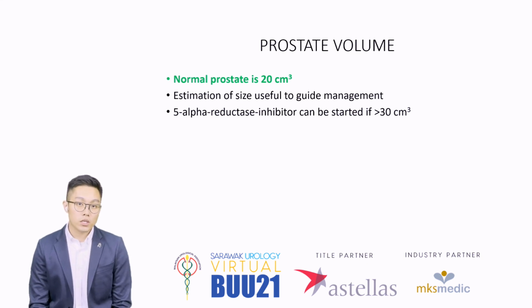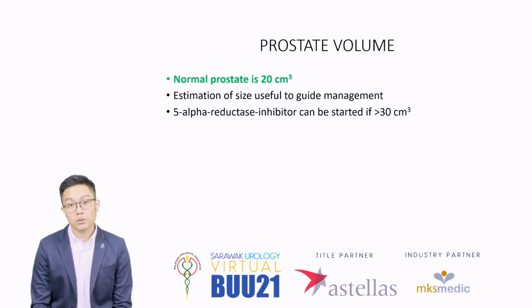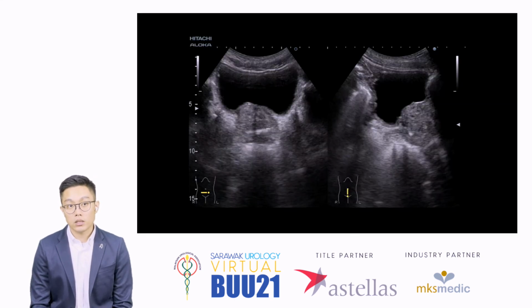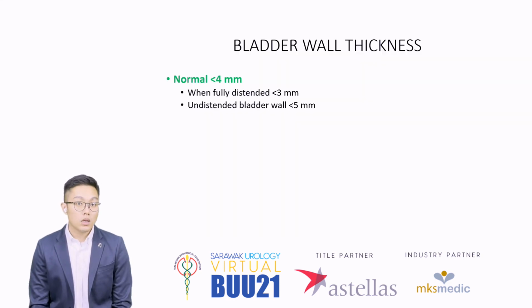Normal prostate is around 20 grams, but estimating the size will not only help you identify the cause, but also determine if you can start other forms of treatment, such as a 5-alpha reductase inhibitor, which needs a certain size to be effective. So the prostate volume is a multiplication of the height, length, and width measurement divided by 2. Fairly easy. So if you have an image like this in the axial and also the sagittal view, you just have to take measurements of this.